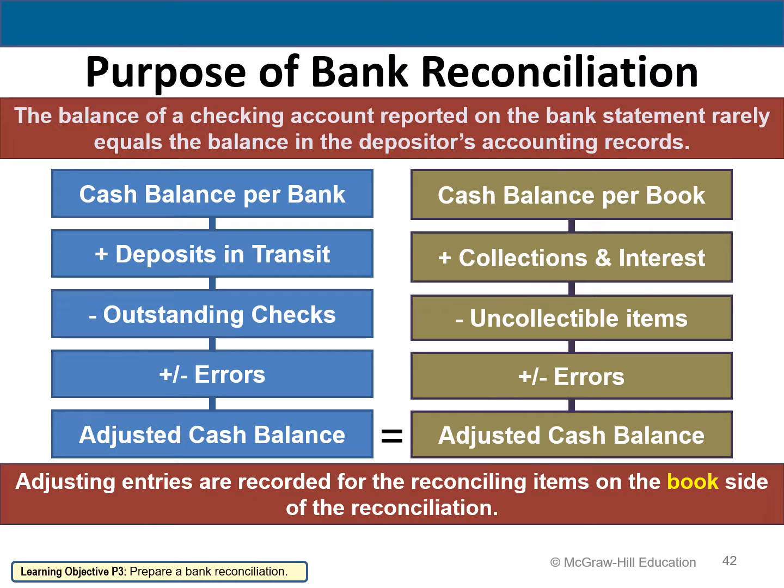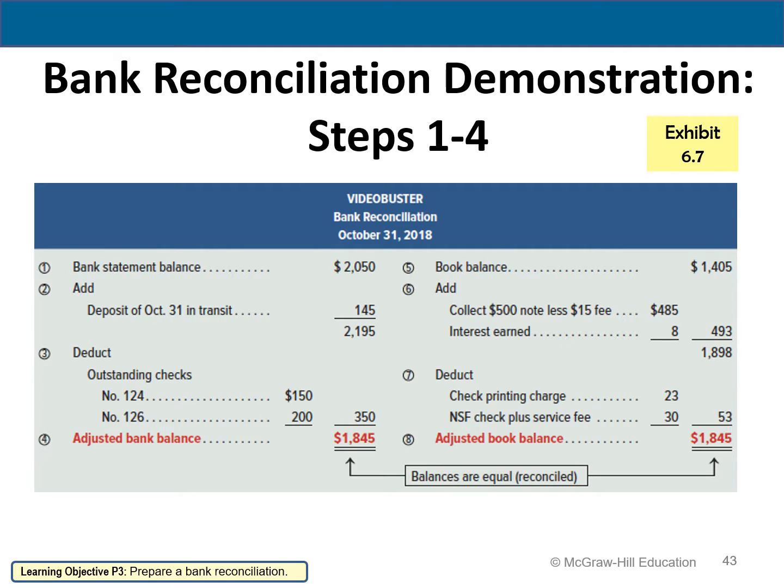Adjusting entries are recorded for the reconciling items on the book side of the reconciliation. So let's go through an illustration here. So steps 1 through 4, you start with your bank balance, you add any deposits in transit, you deduct any outstanding checks to get an adjusted bank balance.